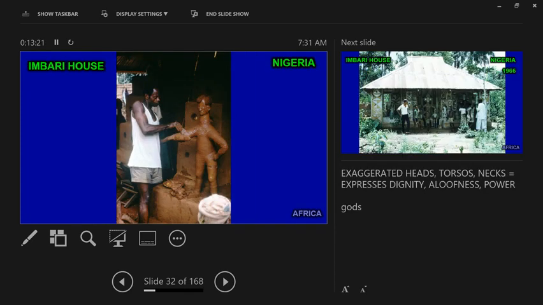And we're going to take a look at the Mbari house. Now, these figures are made by people, and they're made out of clay. They have these exaggerated heads, torsos, and necks, and that expresses dignity and aloofness and power. And they're creating images of gods. Also, once again, look at the cylindrical nature of the arms and the neck and the legs.